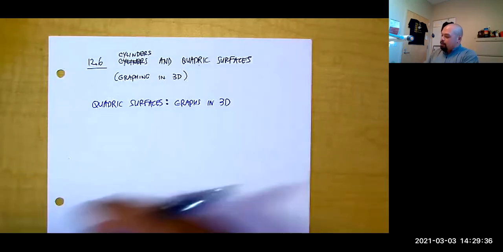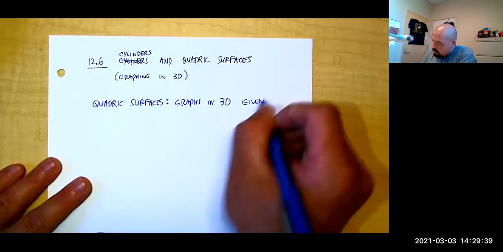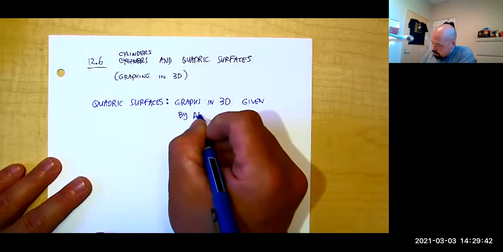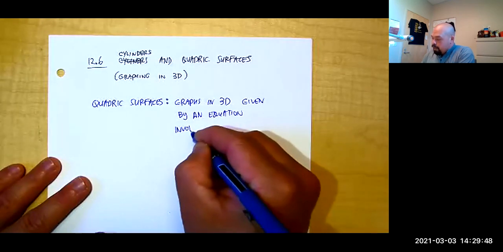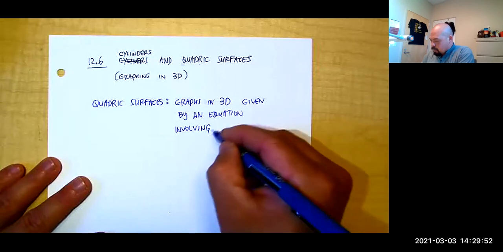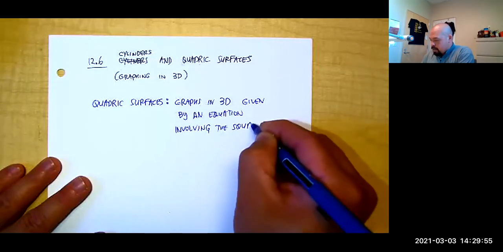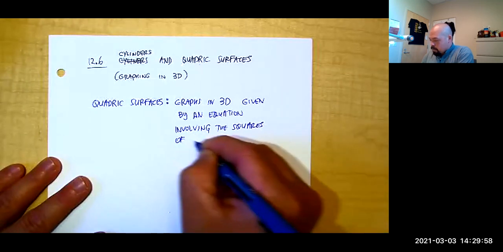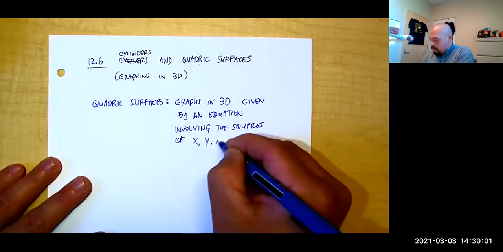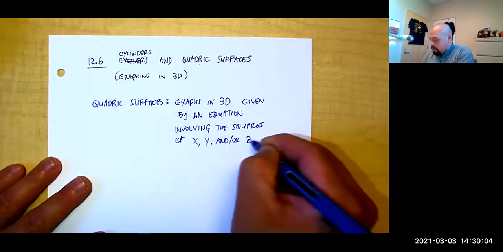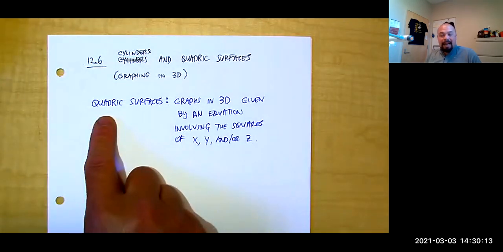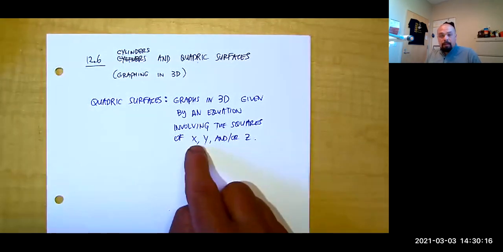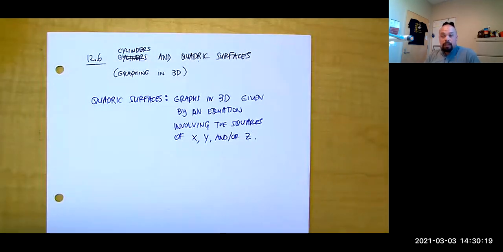Okay, graphs in 3D given by an equation involving the squares of x, y, and or z. Okay, so again, some or all of these terms will be squared, right? Hence quadric or quadratic was when we had an x squared involved. So again, similar with x, y, or z being squared, we can start to see those equations.